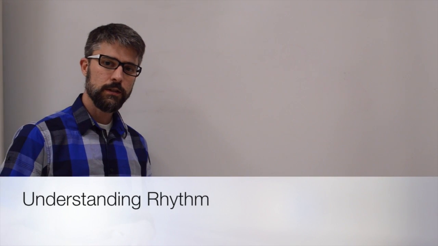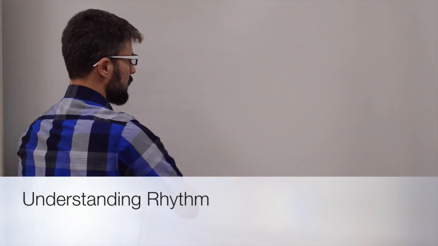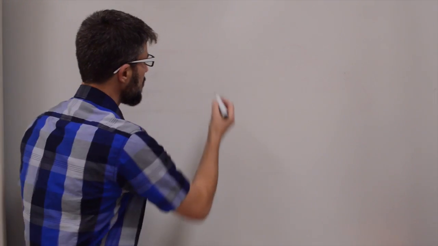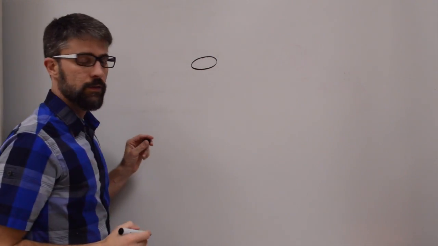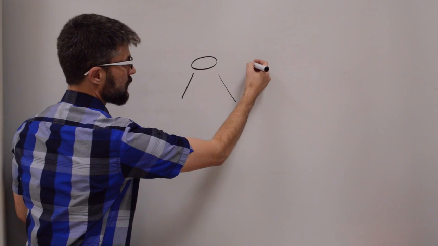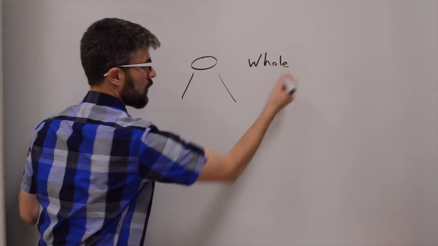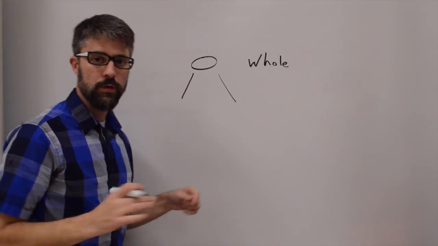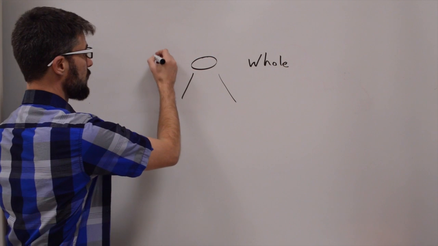Okay, today I'm going to explain to you how to read rhythms. What we're going to use here is called a rhythm pyramid, a note pyramid. It starts off at the top of the pyramid. We call this a whole note. And in most music that you're going to be reading as a beginner, the whole note gets 4 beats.